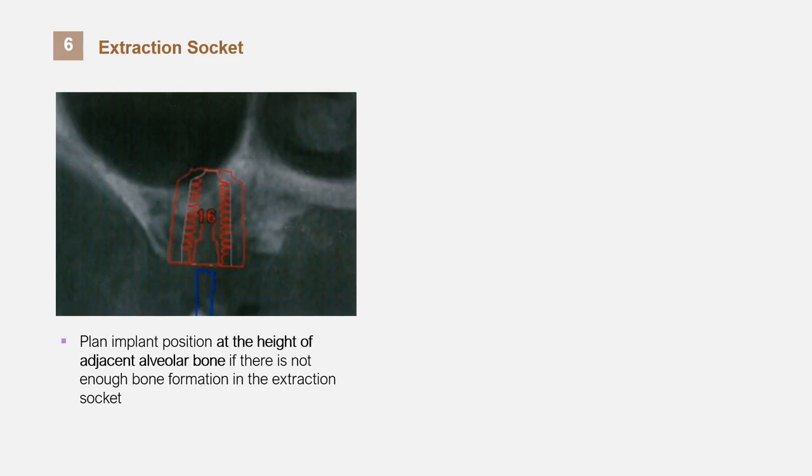If osteogenesis is incomplete at the tooth extraction site, positioning the implant can be difficult. In such case, it is possible to set the implant position according to the height of the adjacent alveolar bone.